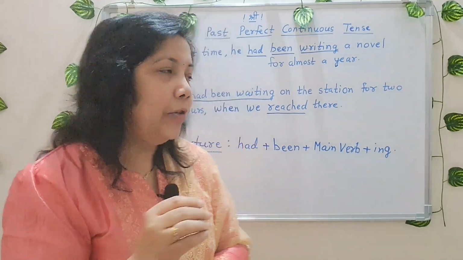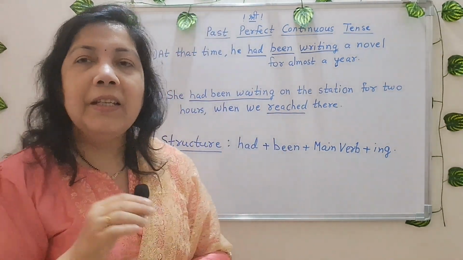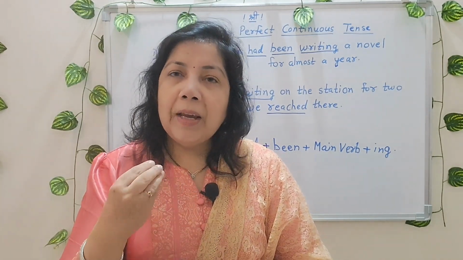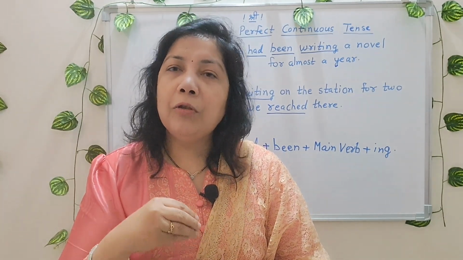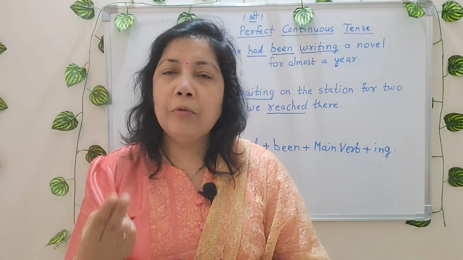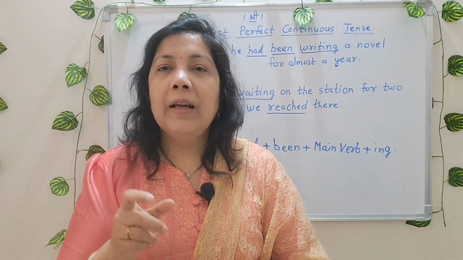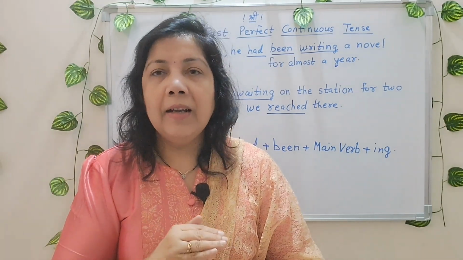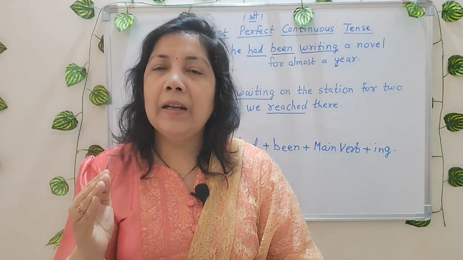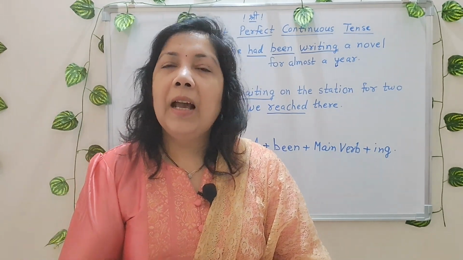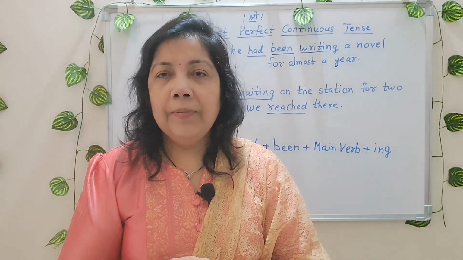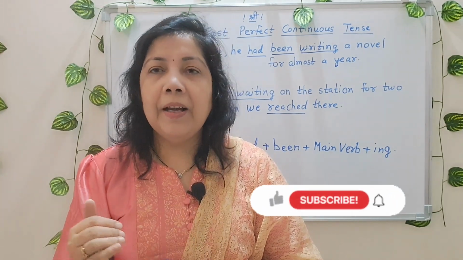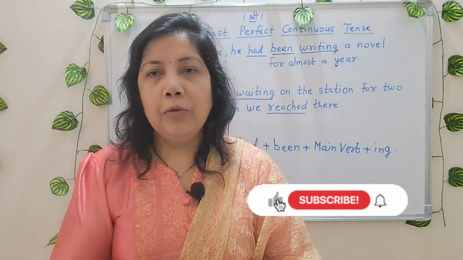Okay, and the second action when we reached there, which is over, is in simple past tense. When we want to make a sentence like that, when we want to talk about something like that, about two actions, then we use for one part simple past tense, and for the second part we use past perfect continuous tense. I think the structure, the uses and the examples of past perfect continuous tense are clear to you.